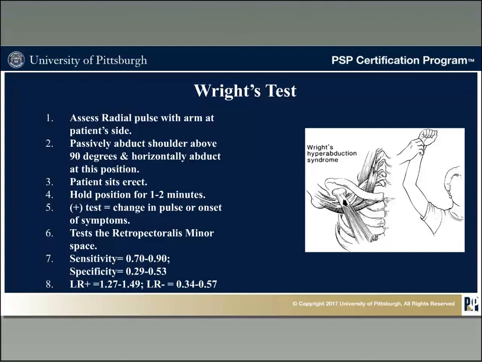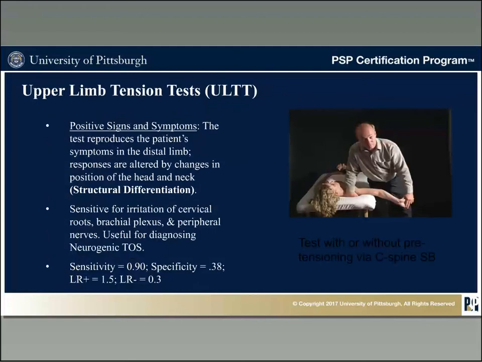Again, what makes this test difficult is that even in the normal situation, elevating the arm may result in a diminution of the pulse, and this may not necessarily be indicative of thoracic outlet, but rather just be a little bit of a normal variant that doesn't necessarily contribute to the patient's symptoms.